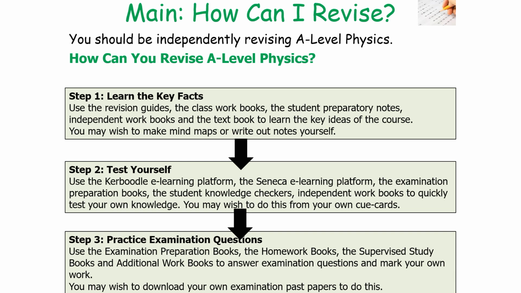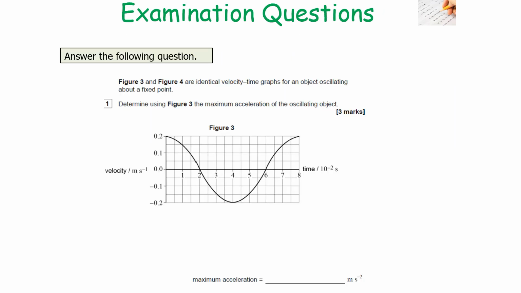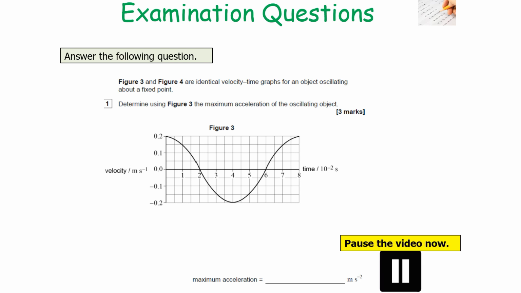So let's have a look at a few questions for mechanics. The first question states, Figure 3 is an identical velocity time graph for an object oscillating about a fixed point. Determine using Figure 3 the maximum acceleration of the oscillating object. So pause the video now, then unpause the video when you want to go through your answers.